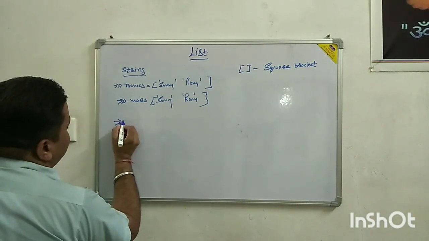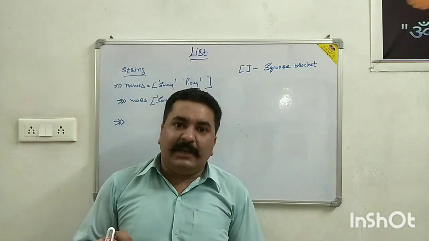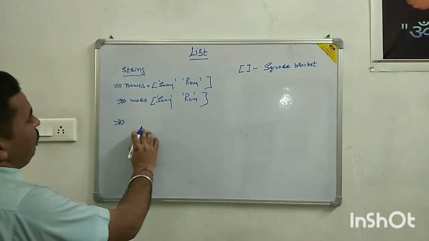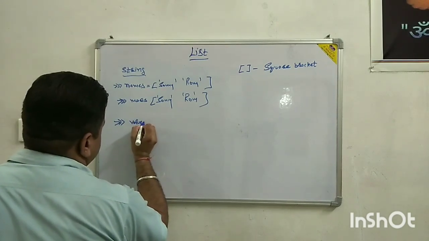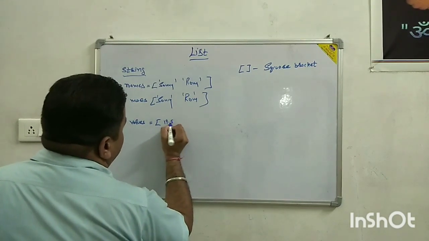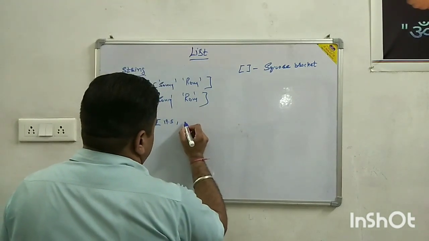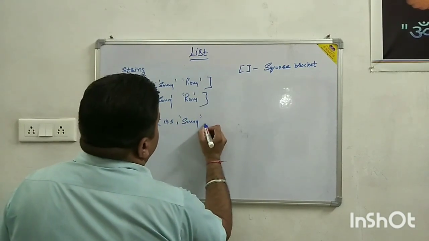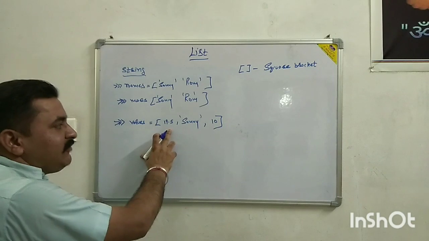So if we write a list, we can combine float values, numerics, and alphabets. While using Python, if we write values is equal to 19.5 as a float value, then we write the string value Sunny, then we write the integer value 10. So this is a combination of a float value, a string, and an integer.